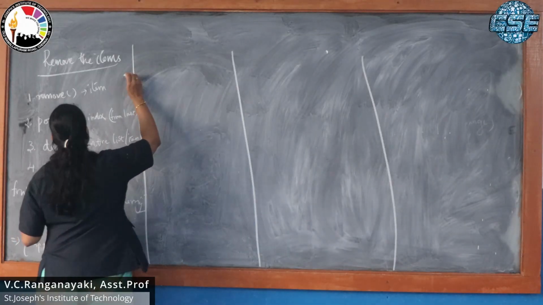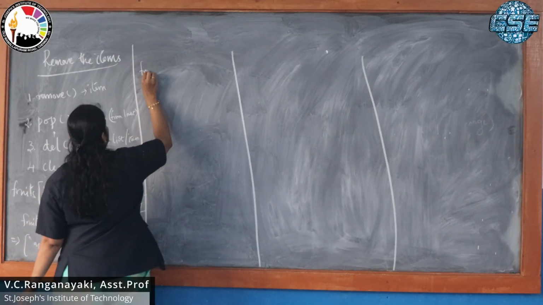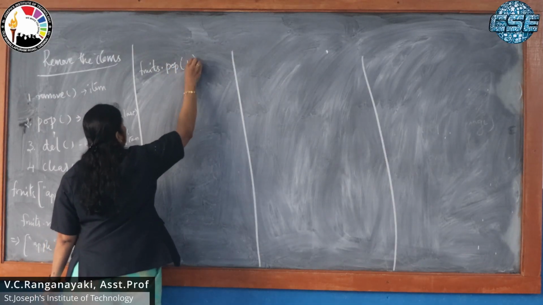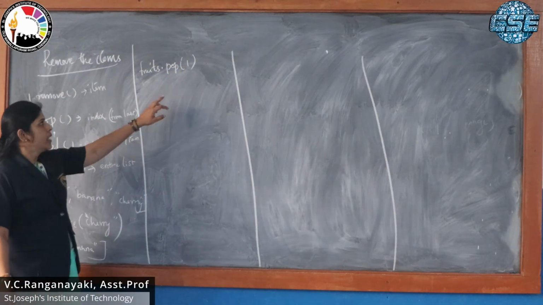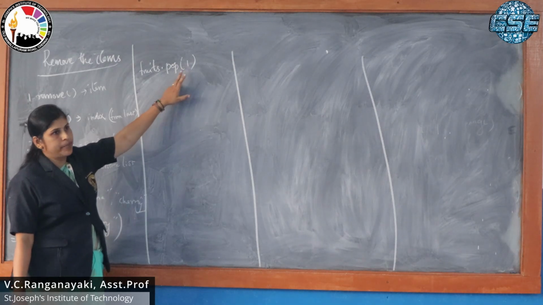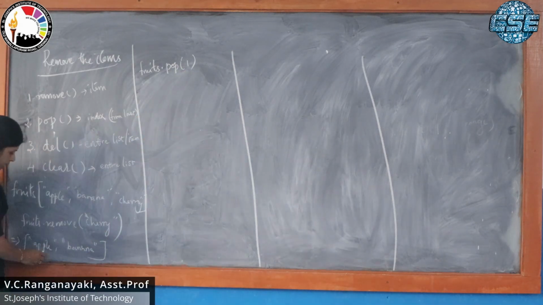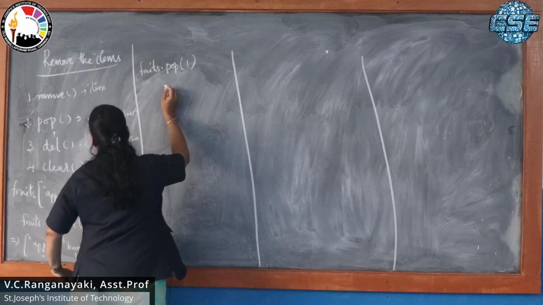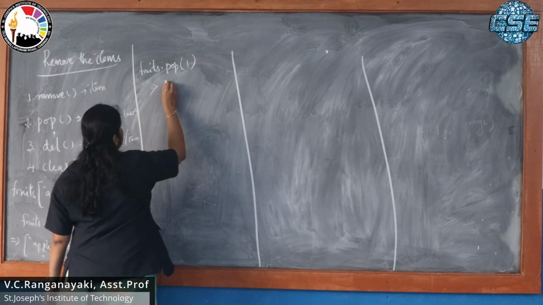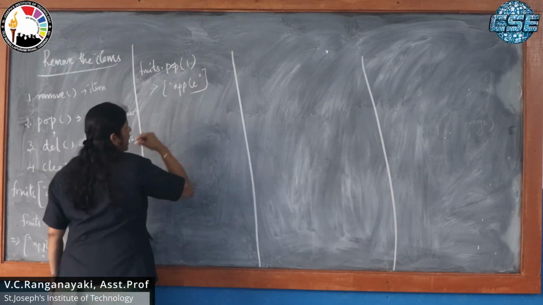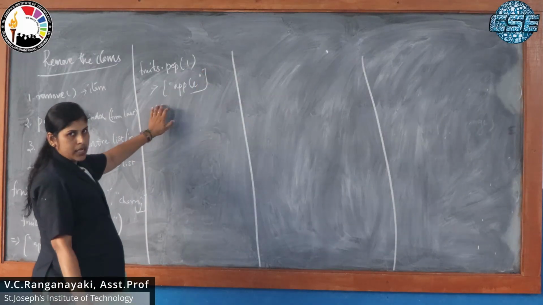After this, I used a pop function. Fruits dot pop 1. In the index 1, I want to remove index 1 item. What will be the index 1 item? 0, 1. So I want to remove the banana now. Now the list changed to apple. The list changed to apple alone. Only apple is in the list now.